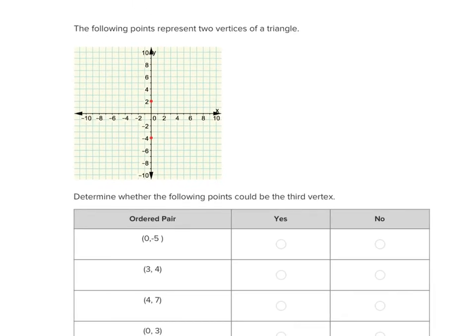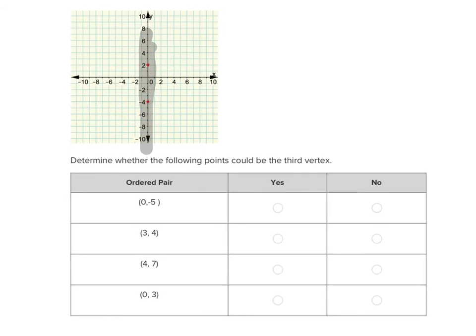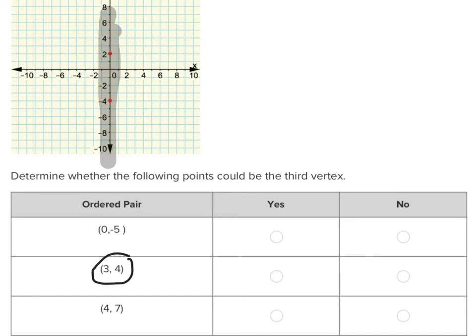The following points represent two vertices of a triangle. Determine whether the following points could be the third vertex. So, like I was saying before, I just need to make sure that none of those other points are lined up on the y-axis in this case, because that wouldn't make a rectangle or a triangle. So I'm thinking anything that has something other than 0 for the x. So I think (3, 4) would work. It's hard to write on a small graph. (3, 4) would be right there, and that would make a triangle with those first points.